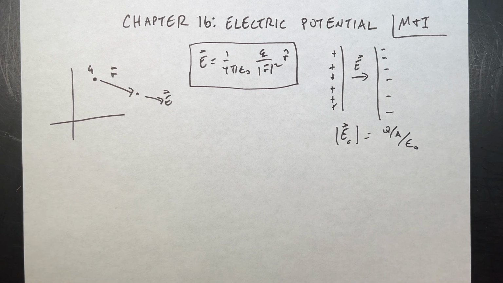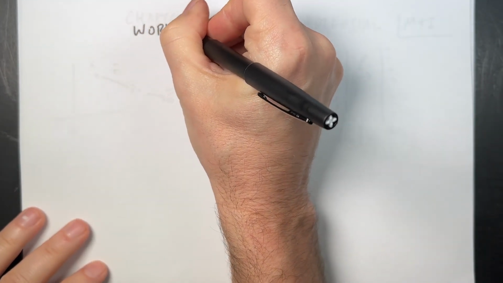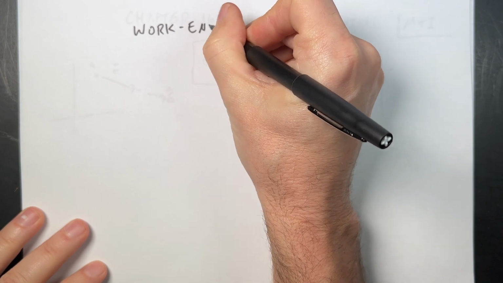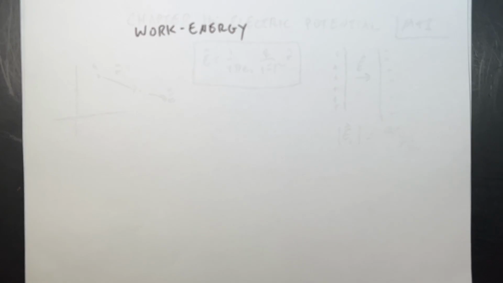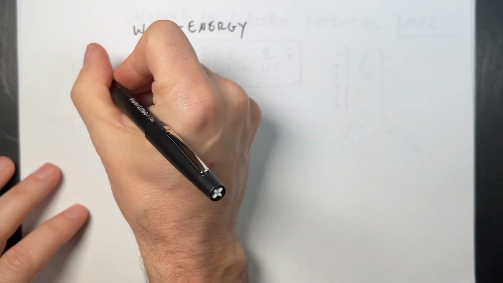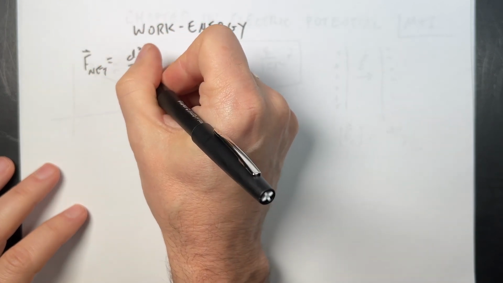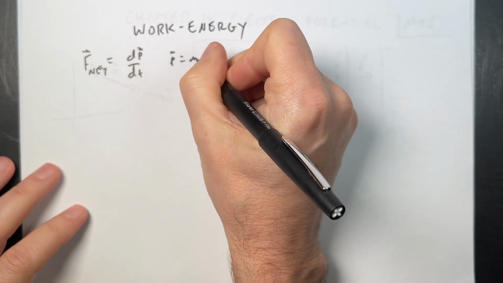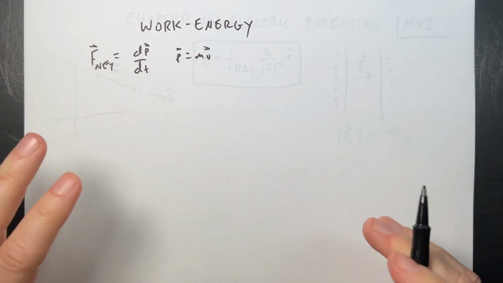Okay. Now let's take a second and jump back to the previous semester. The work energy principle. And this is technically a review, but maybe not. In the first semester, you did a couple things. You did F net equals dp dt, where p is the momentum. This is the momentum principle. You can rewrite this as Newton's second law if it makes you happy, but it's the same thing.